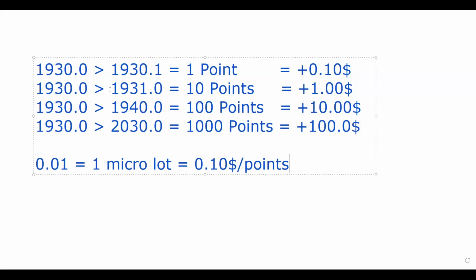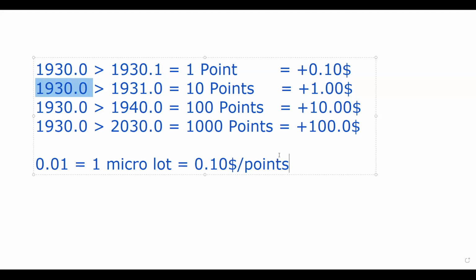Now, clear? Now we know what is a spread. We know the point value of gold. If it goes from 1930.0 to 1929.9, you lose 10 cents. Opposite is also valid. If it goes from 1930.0 to 1929, you lose 10 points, which is $1.